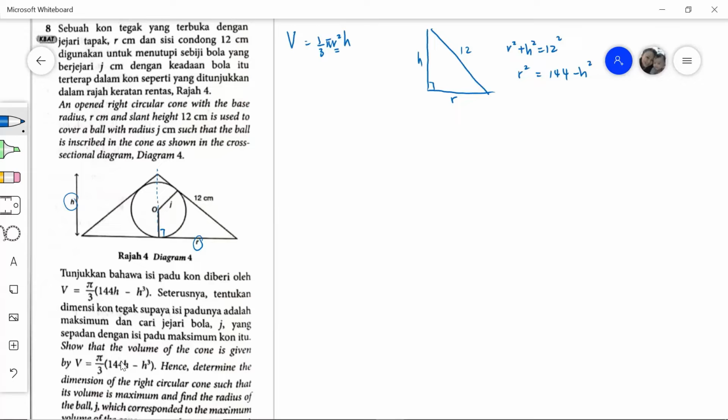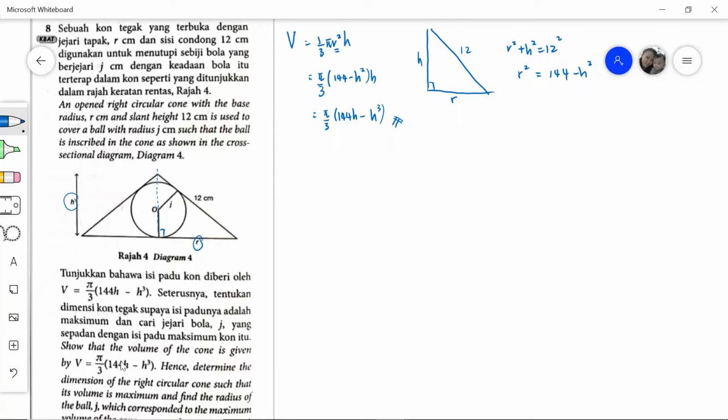Substitute this into our formula of the volume. We will have pi over 3, r squared is 144 minus h squared, times h. So we have just shown that V can be written as pi over 3 (144h minus h cubed). Done. Next, we have to determine the dimensions of the right circular cone, which means finding the values of r and h so that the volume is maximum.